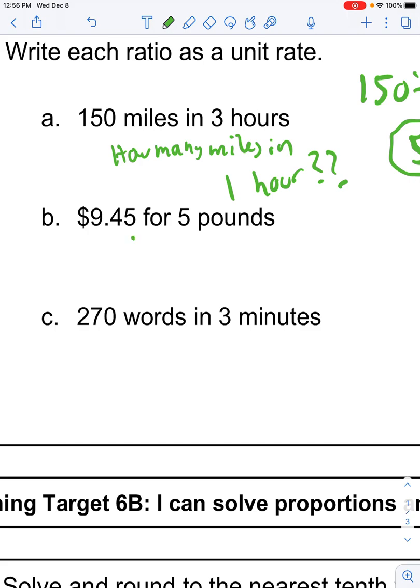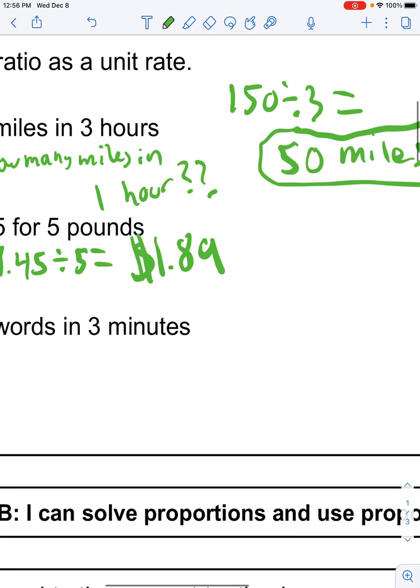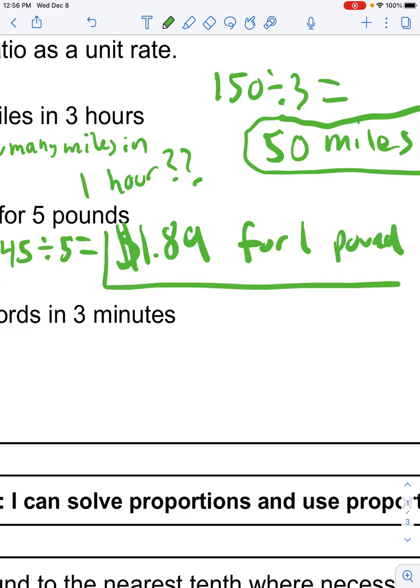I spent $9.45 for 5 pounds. If I want to find the price for just 1 pound, I'm going to divide it by 5. And I'm going to get an answer of $1.89 for 1 pound.